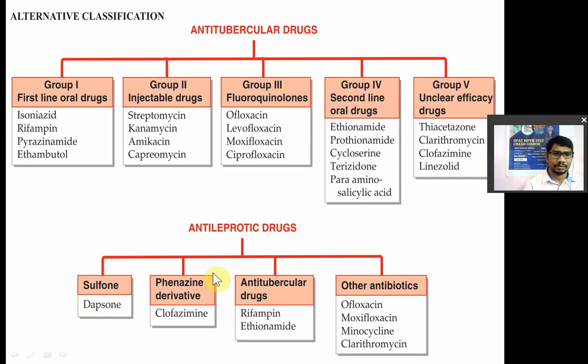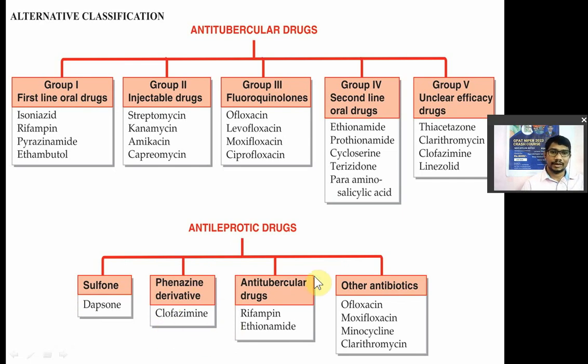Now phenazine derivative. Phenazine derivative is clofazimine. Clofazimine is a dye known as a phenazine derivative. It inhibits the DNA synthesis of bacteria and it is the most effective drug in leprosy. So clofazimine causes coloration to the skin. ये red coloration करेगा. Clofazimine has an adverse effect known as red coloration of the skin.